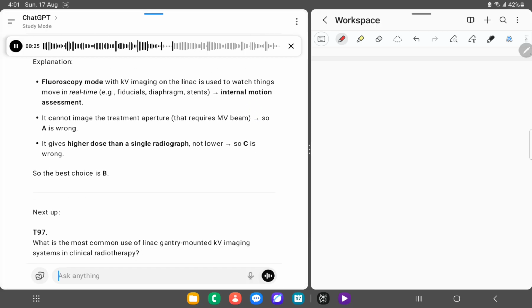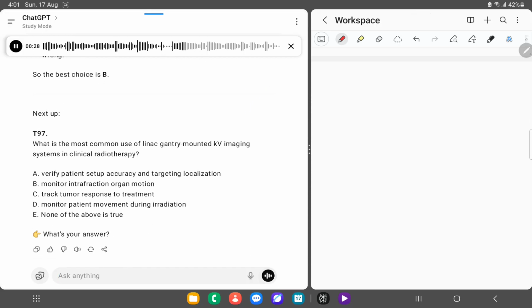Next up, T97. What is the most common use of Linac gantry-mounted kV imaging systems in clinical radiotherapy? A, verify patient setup accuracy and targeting localization. B, monitor intrafraction organ motion. C, track tumor response to treatment. D, monitor patient movement during irradiation. E, none of the above is true. What's your answer?